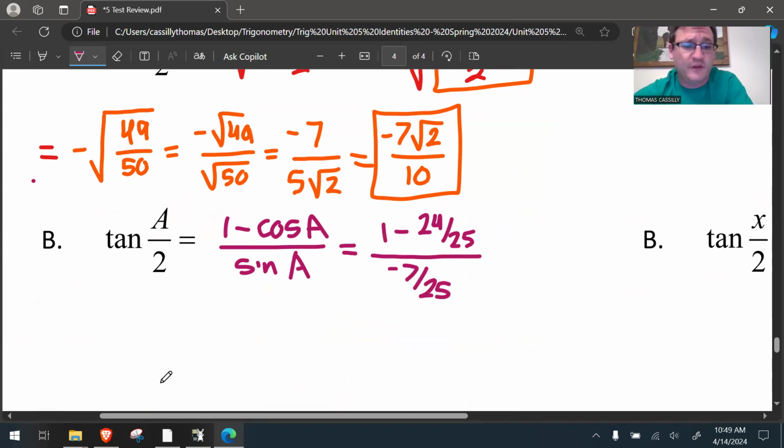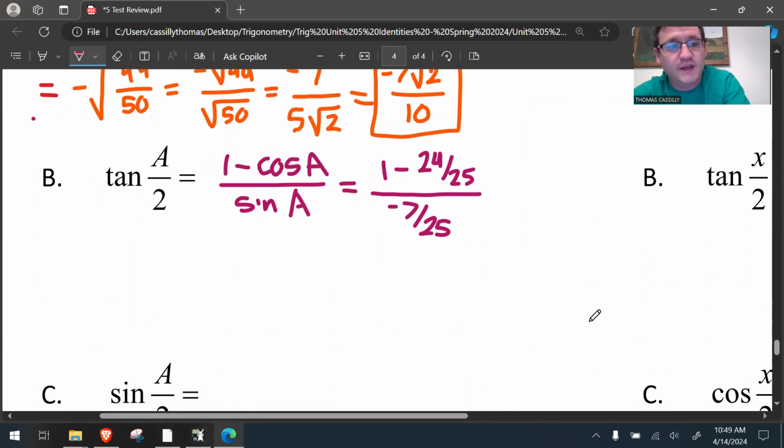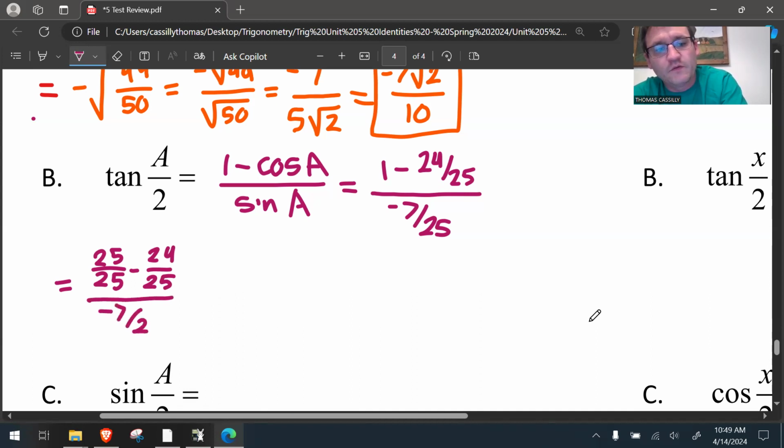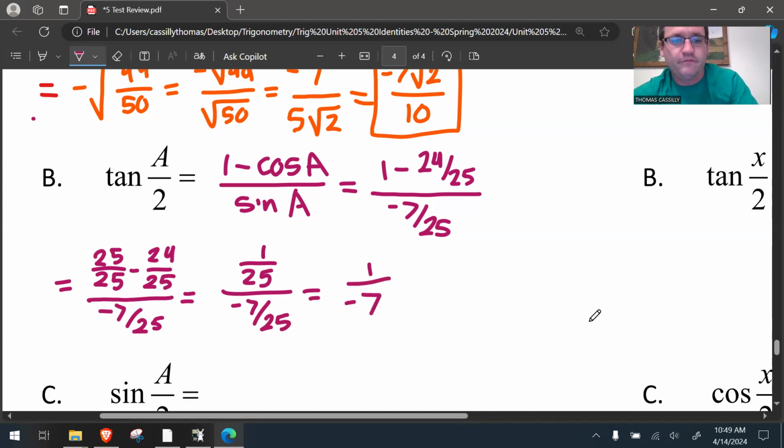And from there, if you want to throw that in your calculator again, you could do that. If you want to do it by hand, the top turns into 25/25 minus 24/25, all over -7/25. If you look at the top there, common denominators, so you have 1 over 25, all over -7/25. 25's cancel, and you're left with 1 over -7. And there you go. That is the tangent reduced down.